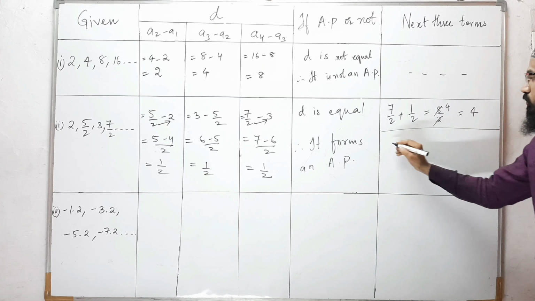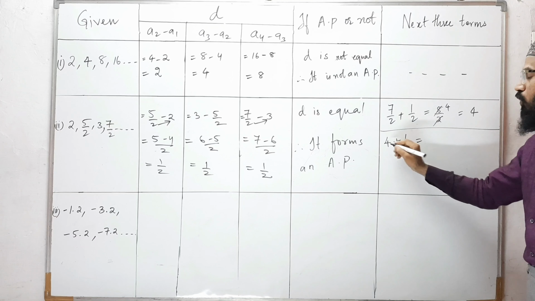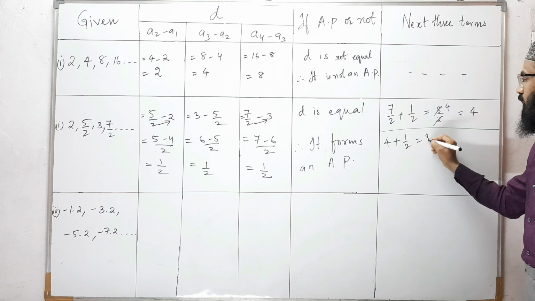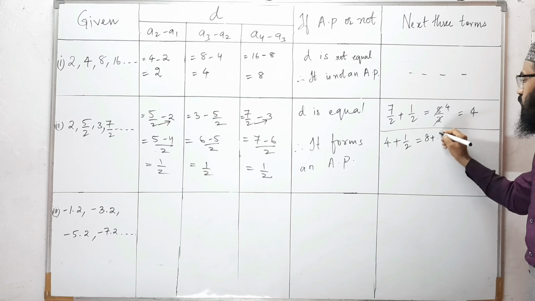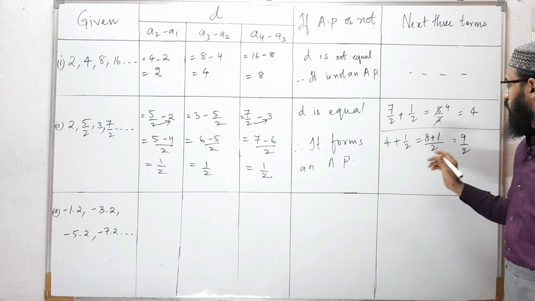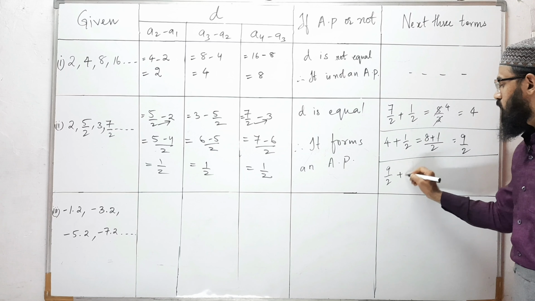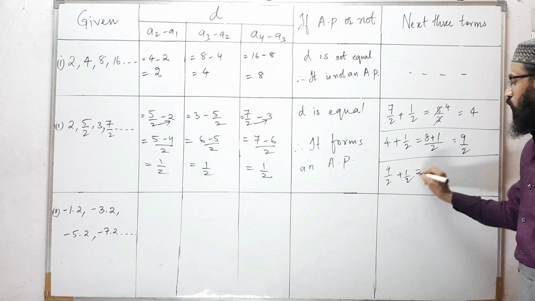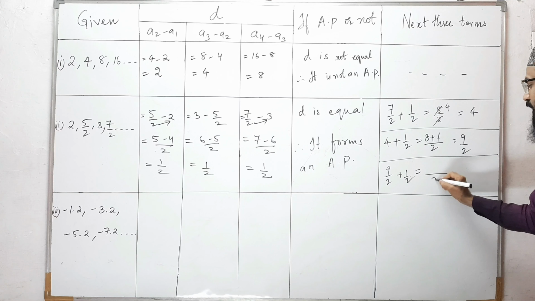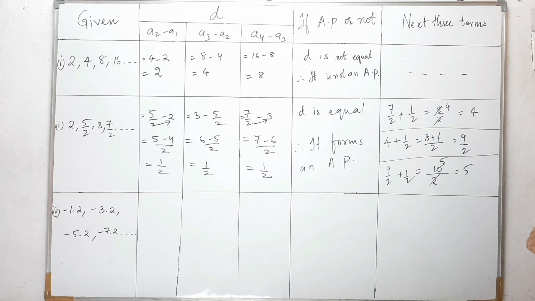Next is 4 plus 1 by 2. 2 4s are 8, 8 plus 1 is 9, so 9 by 2. Next is 9 by 2 plus 1 by 2. So 2 will be the LCM. 9 plus 1 is 10. 2 1s are 2, 2 5s are 10, which equals 5.